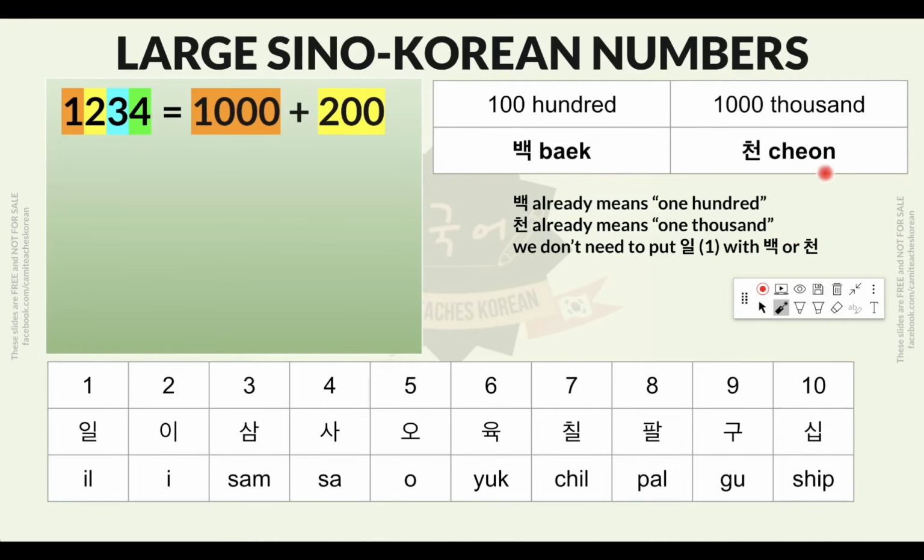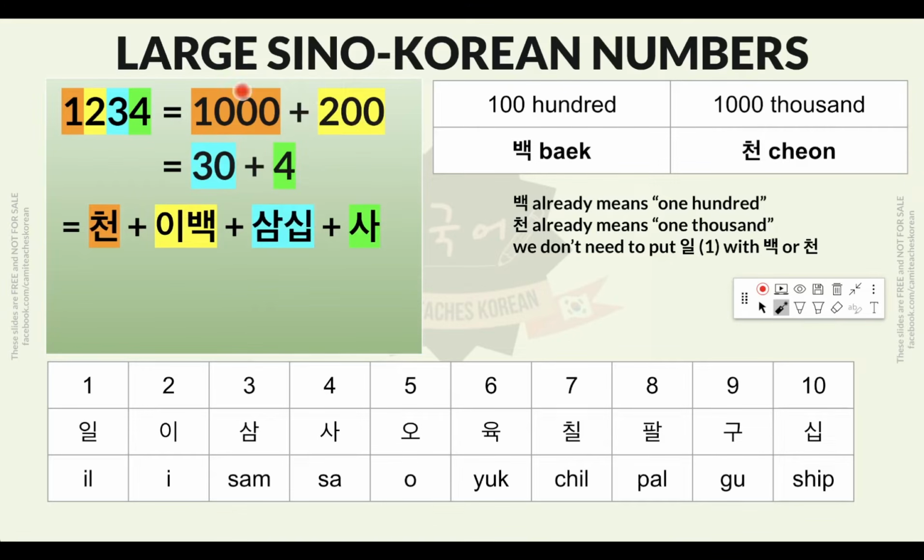Chon. Diba? Tapos, ang 200, just need to make the 200 using bek. So, i-bek. And we have the 30 plus 4. So, it's 1,000, then 200, tapos 30, tapos 4. So, always start with the biggest number first. Biggest number, chon. Next number, 200. Then 30 and 4. So, chon. Ito po, ibek for the 200. 30, samship. And our single digit na 4, sa.